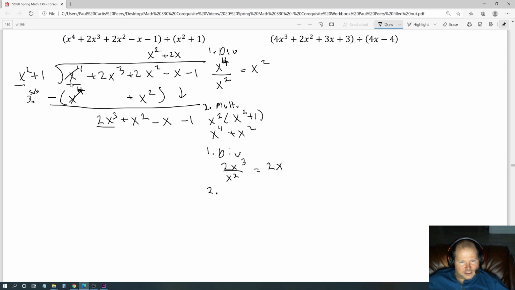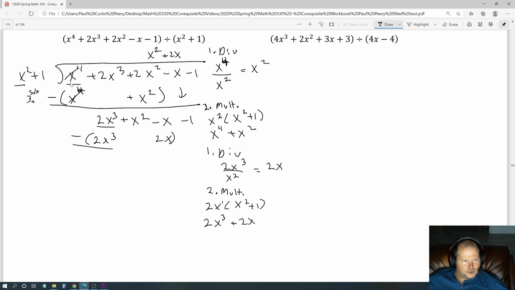Then we go to the second step, which is multiplication, which says 2x multiplied by x squared plus 1, which gives me 2x times x squared, which is 2x to the third power. Then 2x times 1 just gives me 2x, right? So we put it over here: 2x to the third power and 2x.